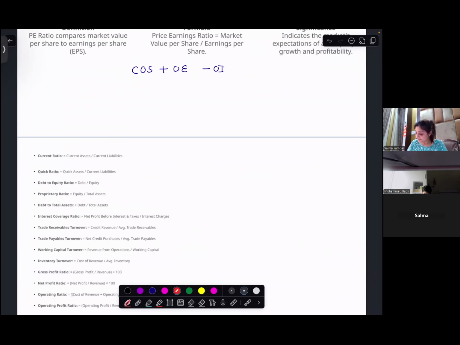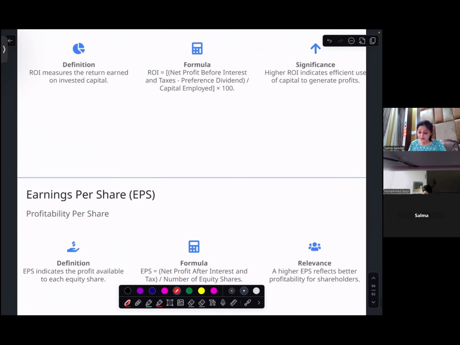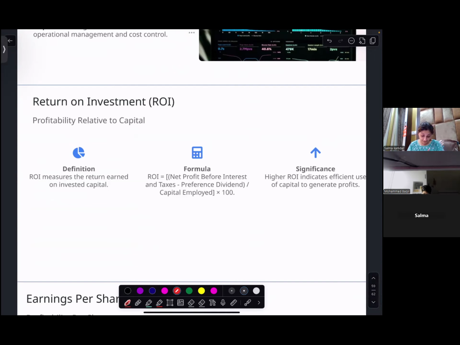So your operating ratio would be your cost of sales plus operating expenses minus operating income, divided by your revenue into 100. And your last ratio would be the return on investment, and it is also called the ROCE, that is your return on capital employed.